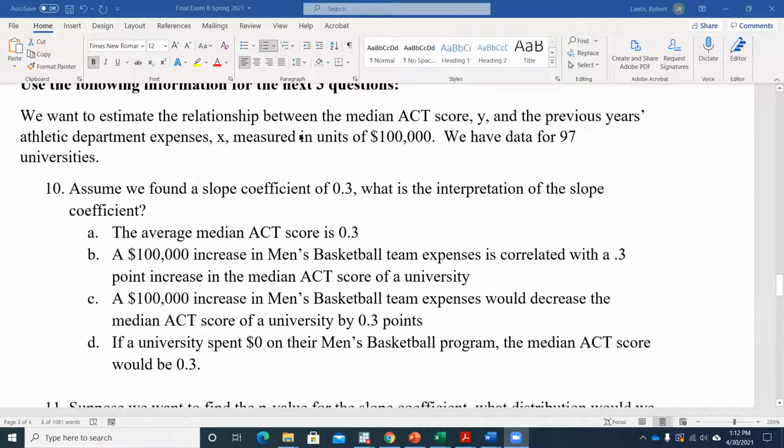Usually this is an example that we go through in class. We did some different data sets this year because I solicited you guys for some ideas. But let's assume that this expense variable is measured in hundreds of thousands of dollars, right? So the unit is not $1. One unit would be $100,000. So we find this slope coefficient of 0.3. What would the interpretation of that slope coefficient be?